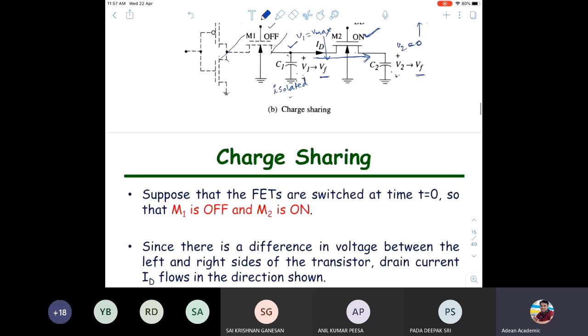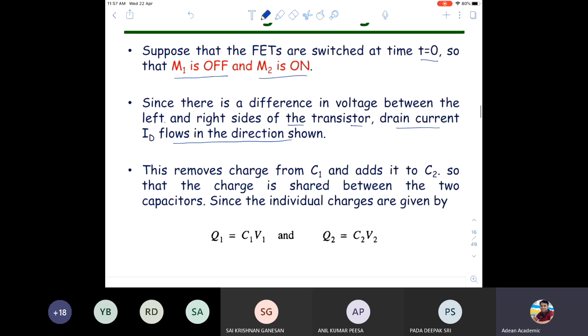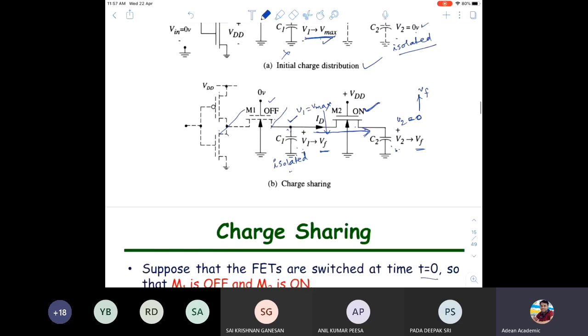So how it happens is, let me just see. Suppose that the FETs are switched at the time t equal to 0. So M1 is off now, M2 is on. Since there is a difference in voltage between the left and right sides of the transistors, drain current flows. Why is it happening? Because this voltage is different, this voltage is different, and this transistor is on. Therefore, the current ID flows. Current flows, therefore this voltage is shared, or charge is shared from C1 to C2, so that both the voltages will become the same.